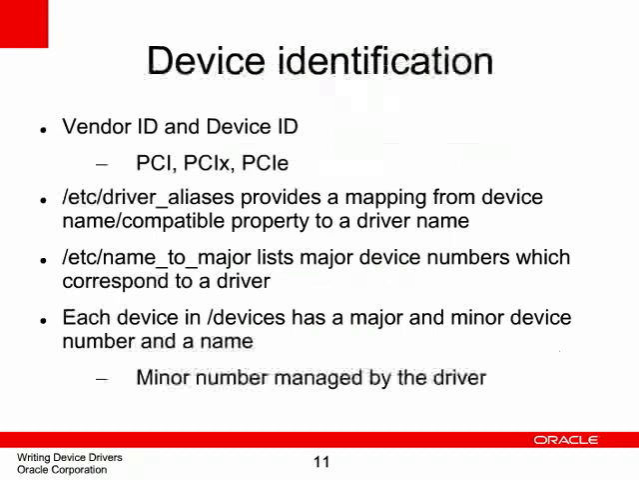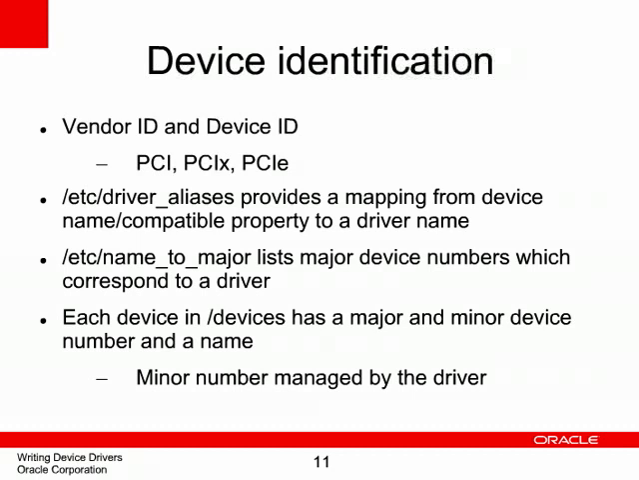Devices are identified in a number of different ways. In the case of PCI or PCI-X or PCI Express devices, they're self-identifying. That is, the device itself expresses its vendor ID and product ID, which is in its config space in its firmware. And the firmware or Solaris can read that and identify that device.